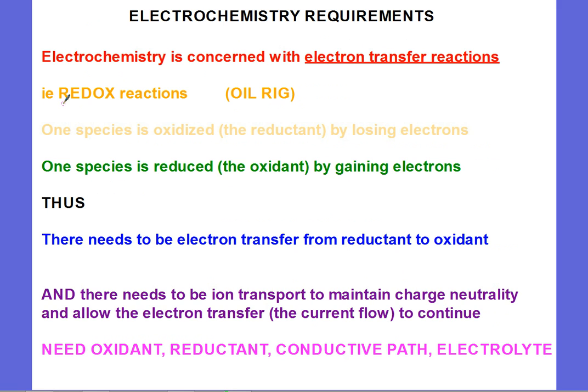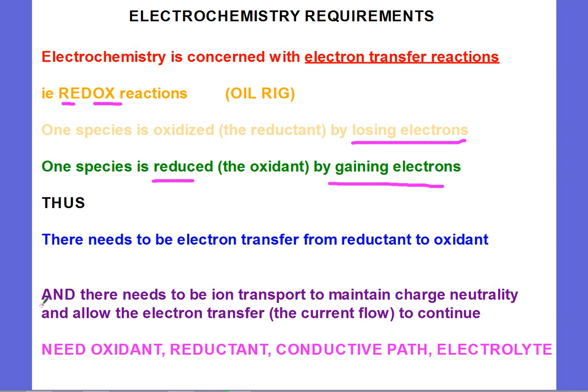And redox, don't forget, means reduction-oxidation reactions, which means that one species must be oxidized. It's called the reductant because it causes something else to be reduced, and it's oxidized by losing electrons. Another species is reduced. It's called the oxidant because it causes something else to be oxidized, and being reduced, it means it gains electrons. And thus, there needs to be electron transfer from reductant to oxidant for redox reactions to take place, or for electron transfer reactions to take place.